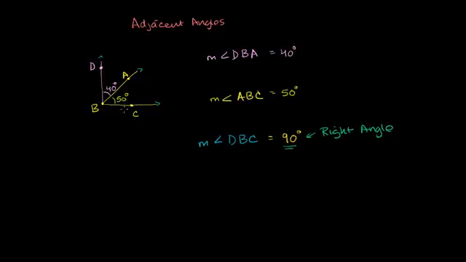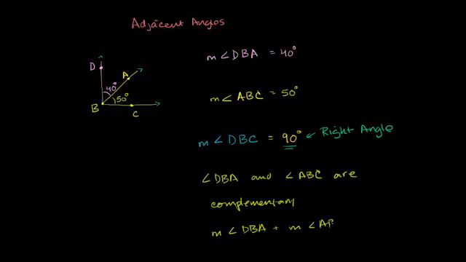There's also a word for two angles whose sum add up to 90 degrees, and that is complementary. So we can also say that angles DBA and ABC are complementary. And that is because their measures add up to 90 degrees. So the measure of angle DBA plus the measure of angle ABC is equal to 90 degrees. They form a right angle when you add them up.